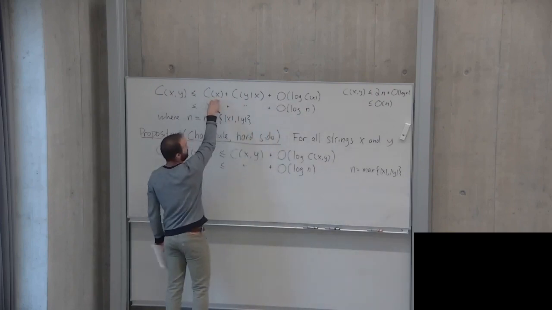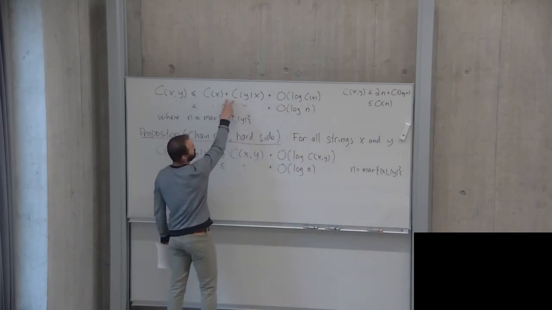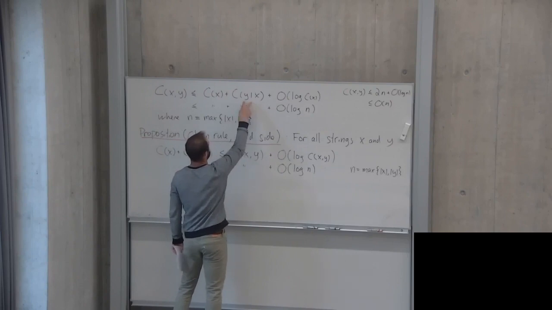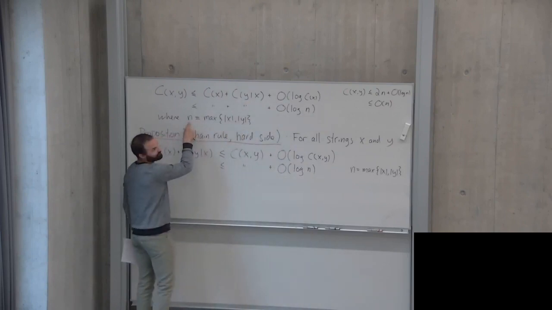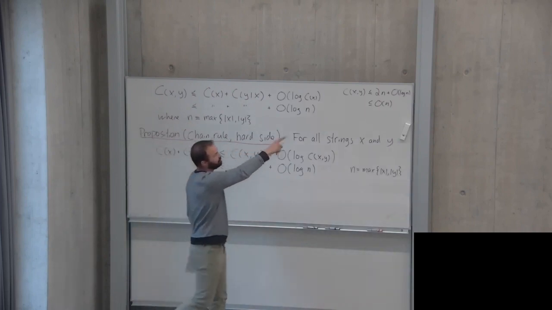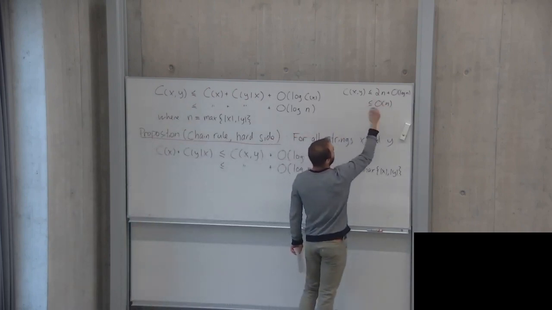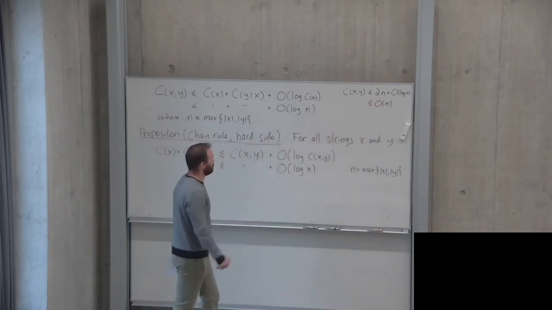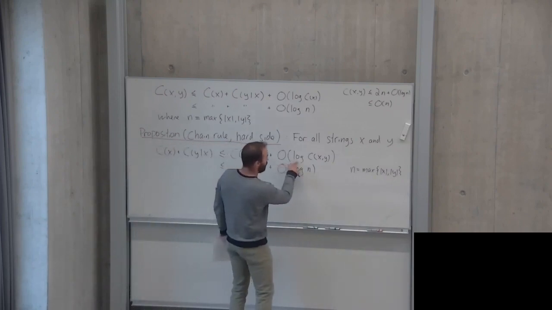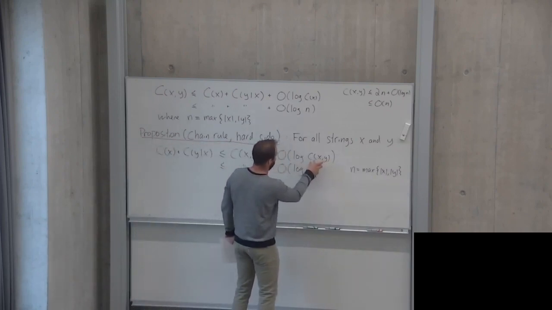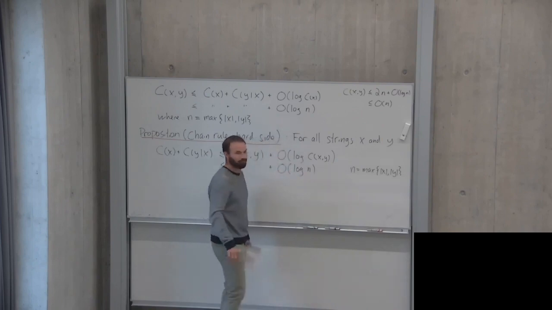But then this is length of x. It's upper bounded by length of x. This is upper bounded by length of y. So I've got this one plus this one, which is smaller than twice this one. This is where the 2n comes from. And then if you really want to be precise, you have to say, oh, well, then we have log of O of n, but you can verify that it's O of log n.